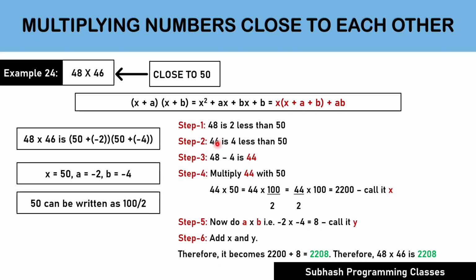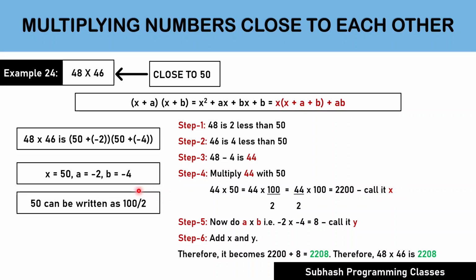Now, by following the steps to multiply two numbers that are close to 50, we will try to arrive at the final answer. Step 1, we know that 48 is 2 less than 50, and 46 is 4 less than 50. Step 3 is 48 minus 4, where we get 44. And as step 4, multiply 44 with 50, and we know that 50 can be easily replaced by 100 divided by 2. Therefore, 44 multiplied by 50 can be written as 44 multiplied by 100 divided by 2, and when we divide 44 by 2, we get 22, and when 22 is multiplied by 100, we get 2200, and let's call it x.